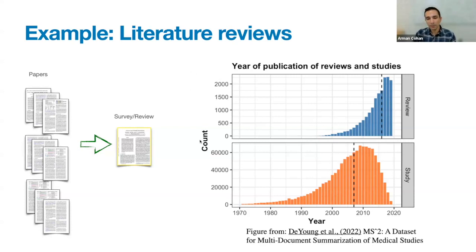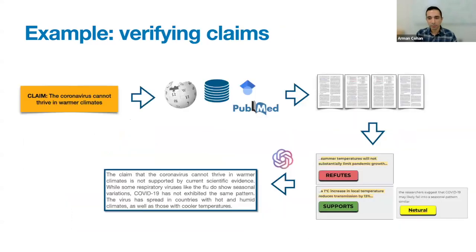So on the right side, there's a figure I borrowed from this paper that shows essentially there's like a 10-year gap between when a review article is being published and when the actual study is being done. And this is actually the case in biomedical domain, and collecting and aggregating all these results from these papers is very difficult and labor intensive.